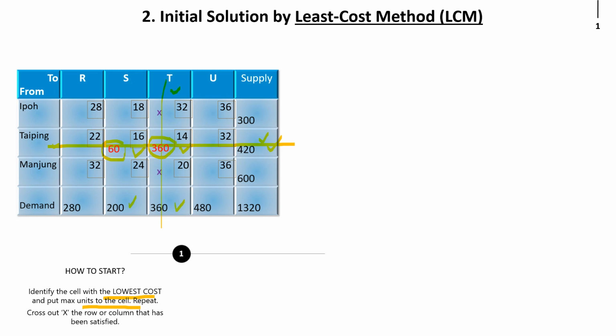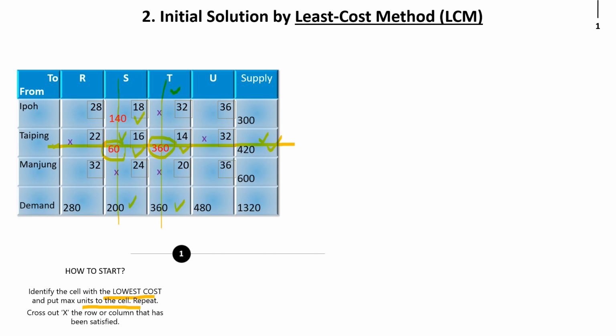The lowest cost is from Ipoh to destination S, which is 18 ringgit. For column S, the demand is 200, where we already put 60, meaning that the remaining balance we can put from Ipoh to S is 140. Then the column S is also satisfied.